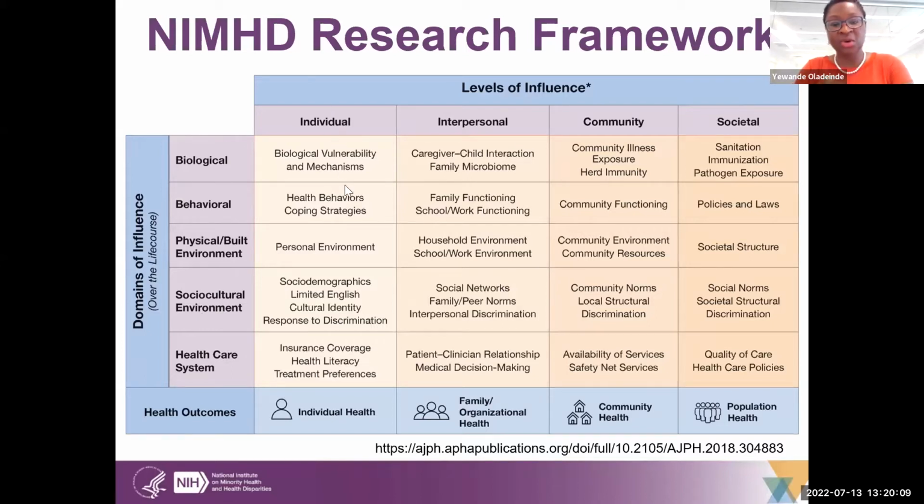And then at the individual level, if you want to consider how culture may play a role, how one's cultural identity may play a role, that's right here at the individual level. And then it goes all the way across the different cultural influences. So with that being said, you still have to address everything within context.